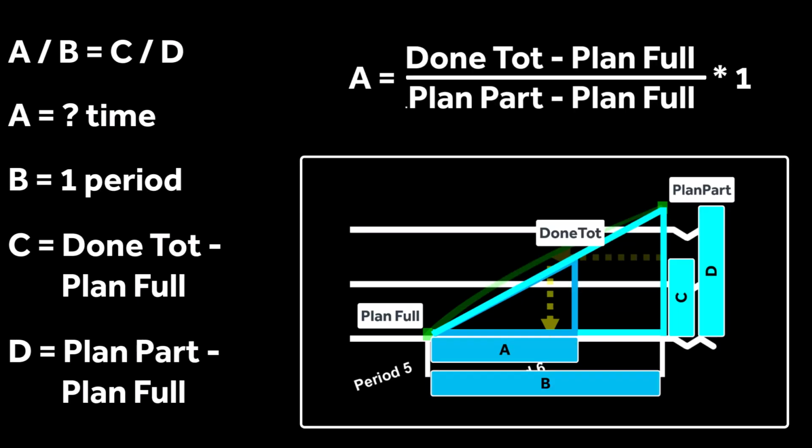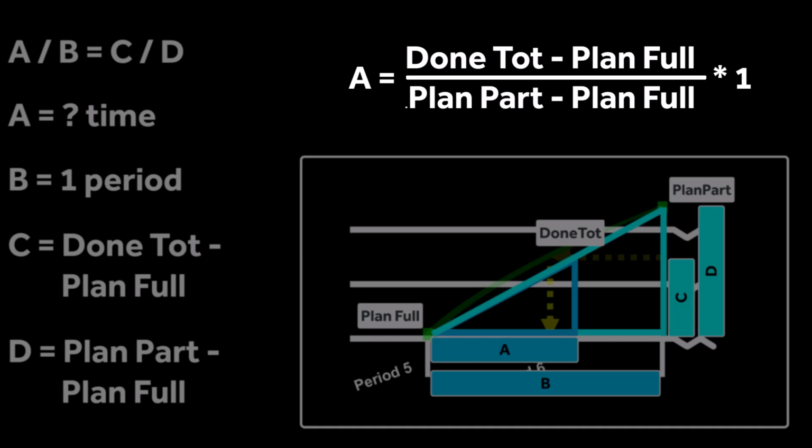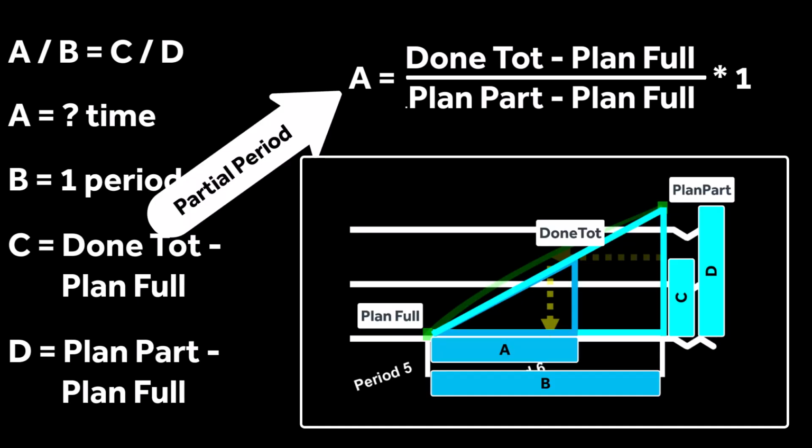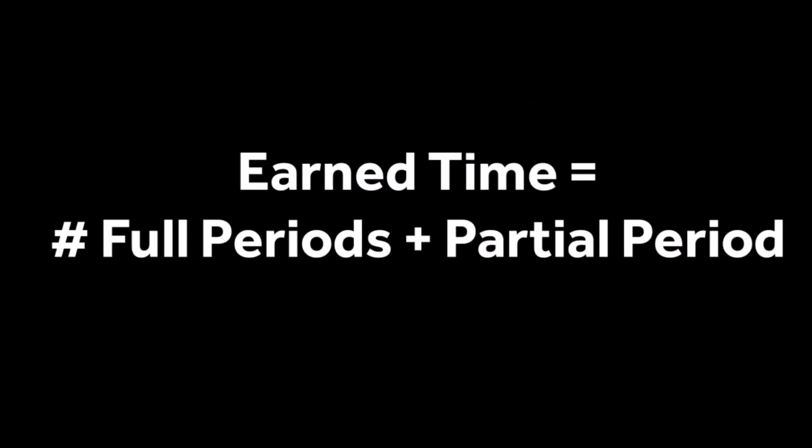So A is the total count done, less planned count at the full period, divided by planned count at the partial period end, less the full planned count, times 1 period. That's the fraction of time earned in the partial period. The total time earned equals the number of full periods plus the time in the partial period.